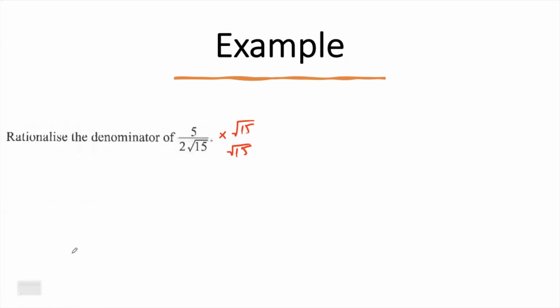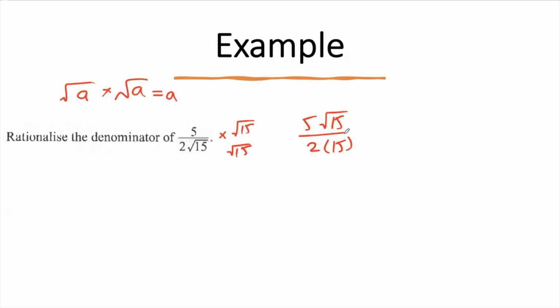All right, so now multiplying the terms across, we get 5 root 15 on the top and 2 root 15 times root 15 on the bottom. I'll just copy the 2 as is. But root 15 times root 15, once again, root a times root a is a. So root 15 times root 15 is 15. So 2 times 15.